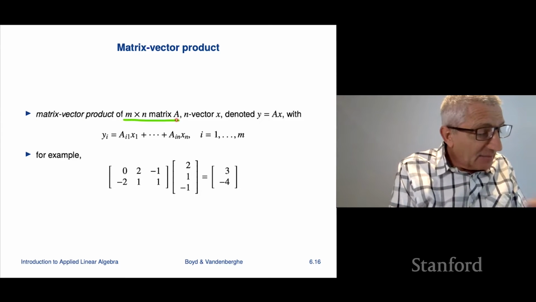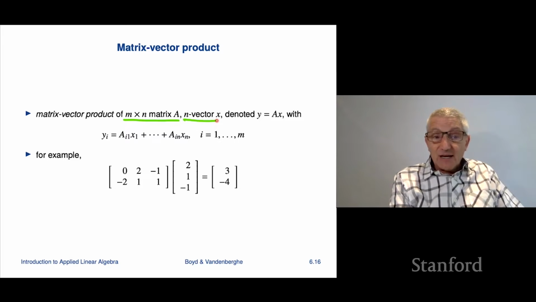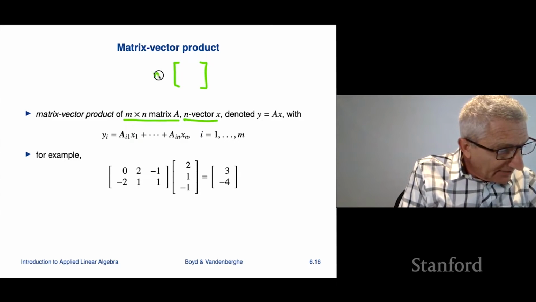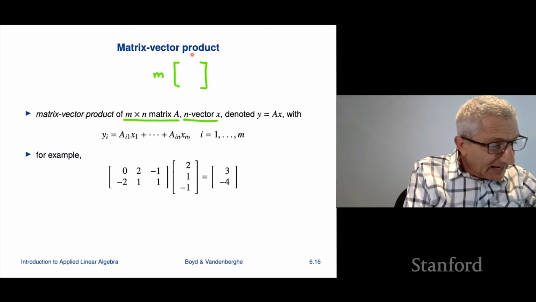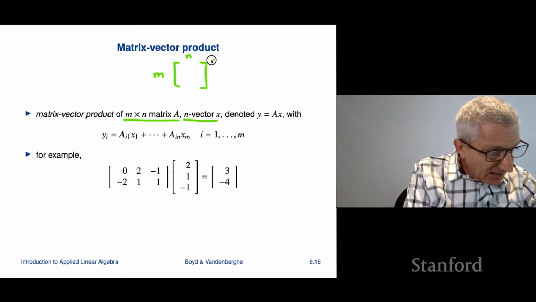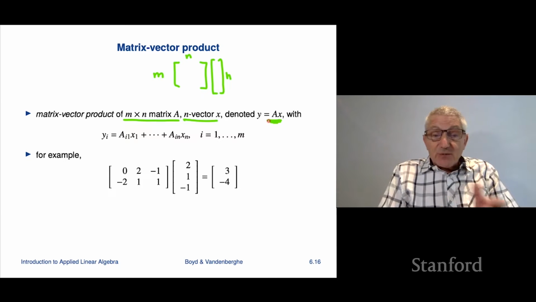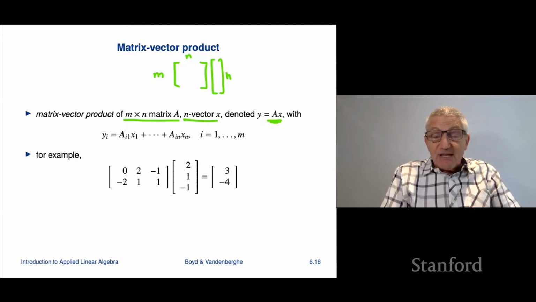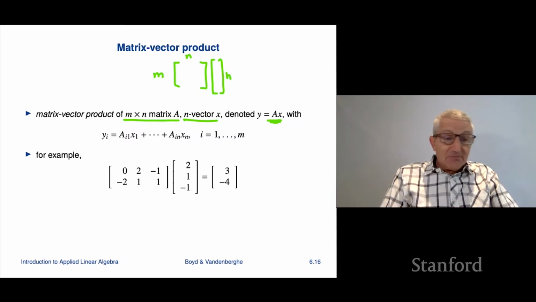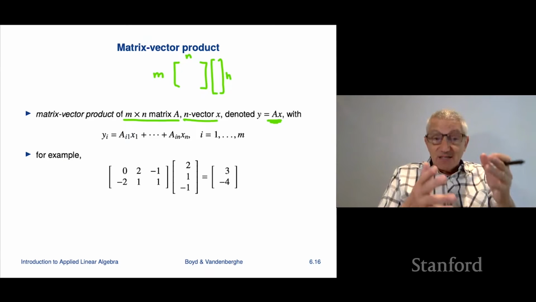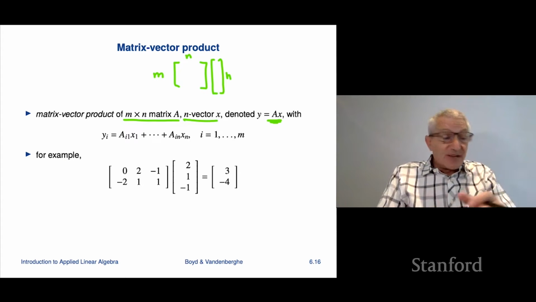If I have an m by n matrix and an n vector, that means the matrix is going to have m rows and n columns. Then I can multiply it by an n vector like that. The way we denote matrix vector multiplication is just concatenation, meaning you put the two symbols next to each other. So you just say AX. Just like a lot of algebra, putting the two symbols next to each other means the product. In this case, it means matrix vector product.